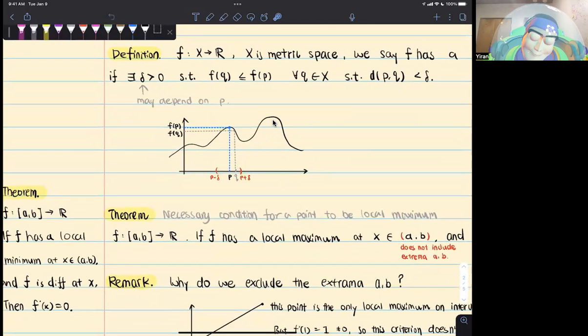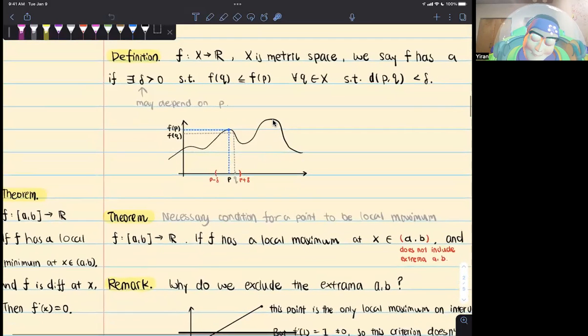such that for every point in that neighborhood, you evaluate the function at point Q, for example. Q is any point in this neighborhood except p. So you evaluate the function at the point Q, and that value should always be smaller or equal to f(p), because f(p) should be the maximum, the local maximum in the neighborhood.